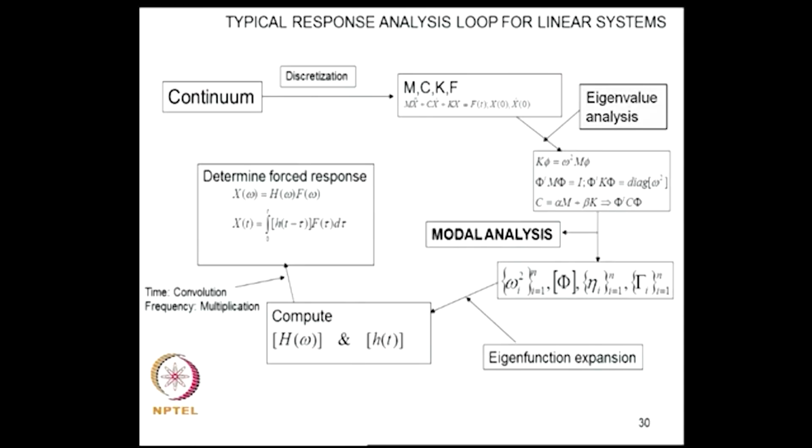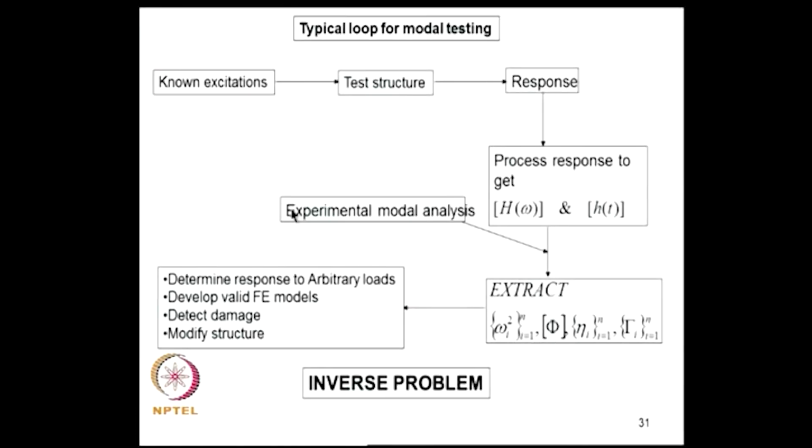In experimental work, this loop is reversed. We start by measuring the response. So, the story is here. We apply known excitation to a test structure and measure the response, and what we measure we process and get the matrix of impulse response function and frequency response function. From this we extract natural frequencies, mode shapes, damping ratios and participation factors. This process of obtaining the modal information from measured responses is known as experimental modal analysis.